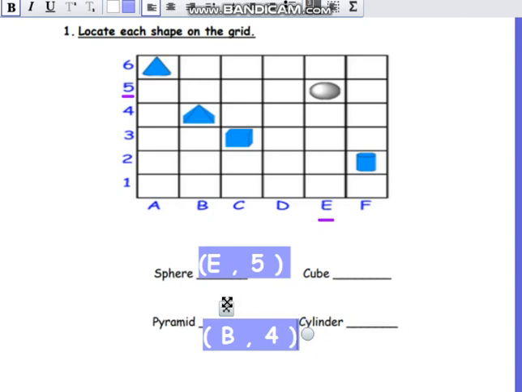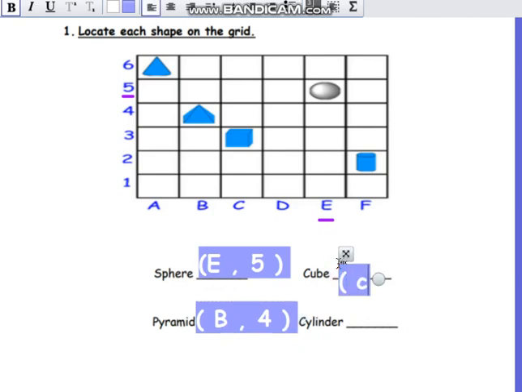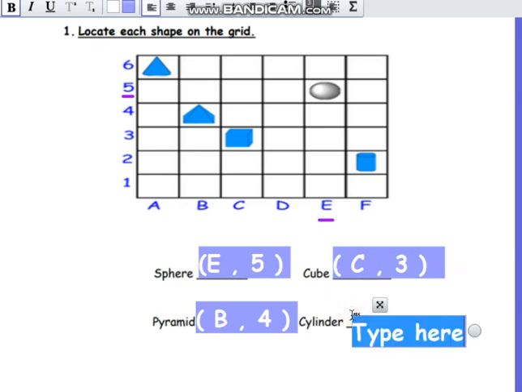What about the cube? The cube is on letter C on the x-axis and number 3 on the y-axis. So we're going to open the parenthesis, write C, comma, then 3, and then close the parenthesis. Finally, the cylinder. Tell me, where shall we write the cylinder? You're right. The location of the cylinder is F2. Excellent, guys.